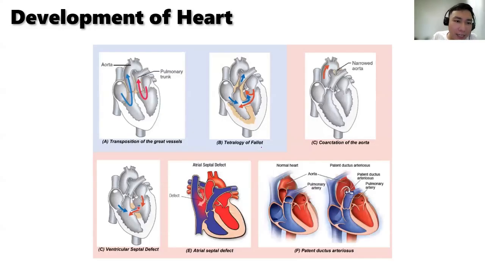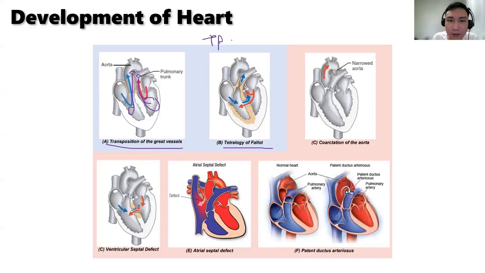What about kapag yung outflow tract ay nagbaliktad? So, hindi properly nag-form yung spiral aorticopulmonary septum. So, we will have transposition of the great vessels. Your right ventricle, ang outflow tract niya will be to the aorta, and your left ventricle, ang outflow tract niya would be to the pulmonary tract. Baliktad. Tetralogy of Fallot. So, tetralogy meaning apat yung manifestations.